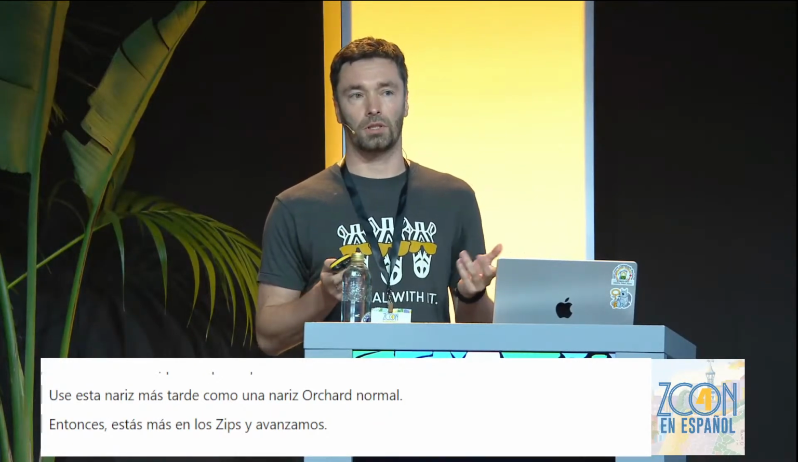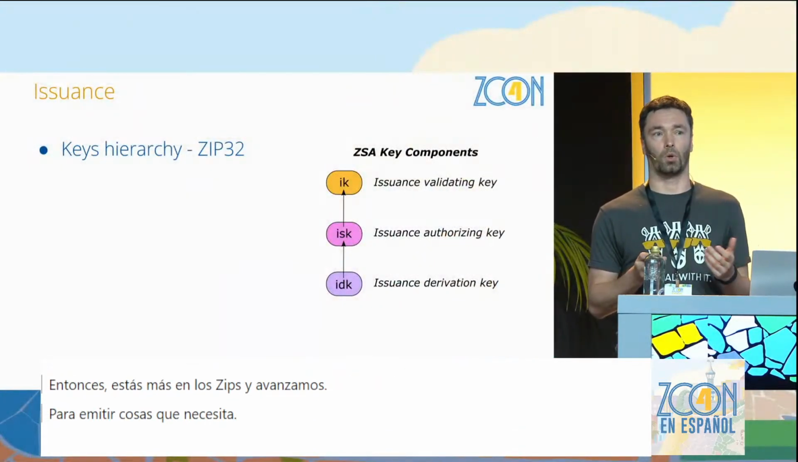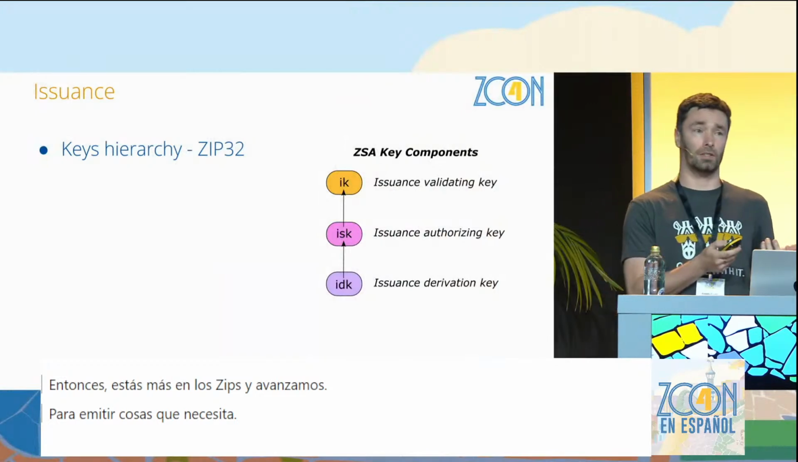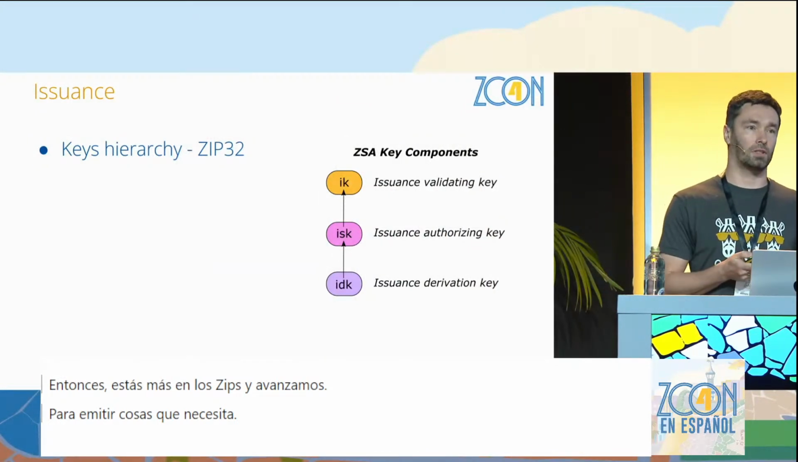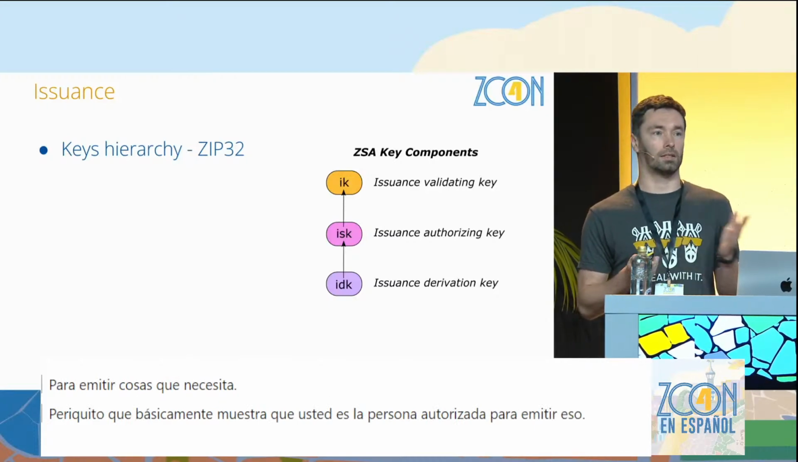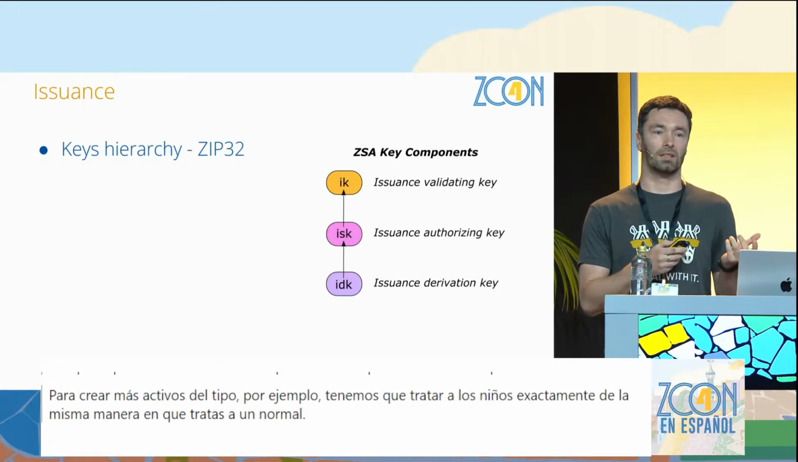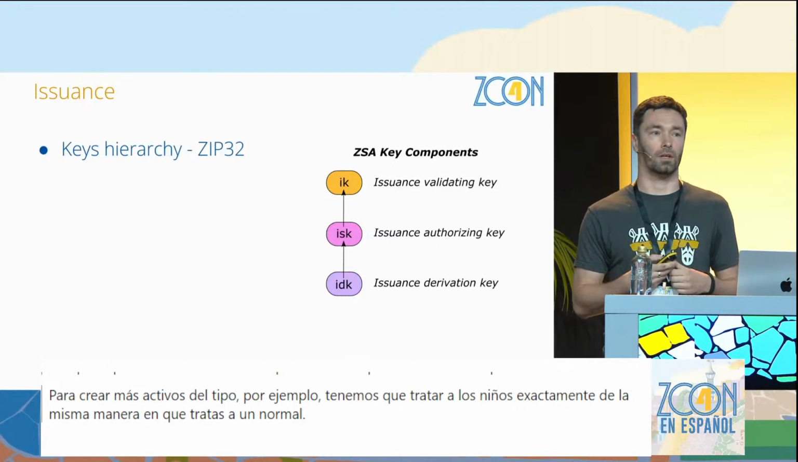To issue stuff, you need to have a key that basically shows that you are the person who is authorized to issue that, to create more assets of the type, for example. And the way how we treat the key, it's exactly the same way how you treat a normal Orchard key. So it's the same hierarchy, the same process, and it also allows you to reuse some interfaces that we already have in Zcash D.